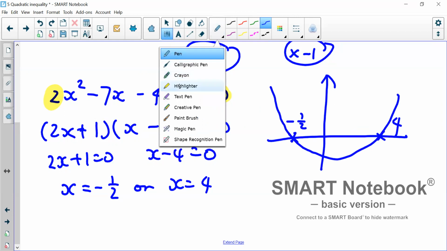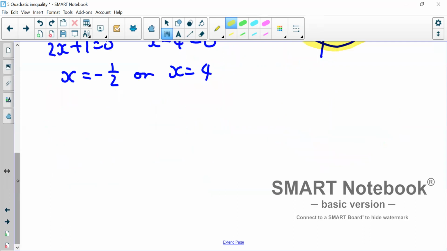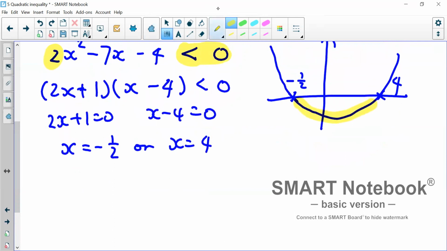And we're going to highlight the region which is less than 0. So that would be the part of the graph which goes below the x-axis. And you can see this is one continuous part. So we only need to write one inequality rather than two separate ones. So then I can say that my x value goes between minus a half and 4. So x is greater than minus a half, and x also has to be less than 4. So that is our final answer.